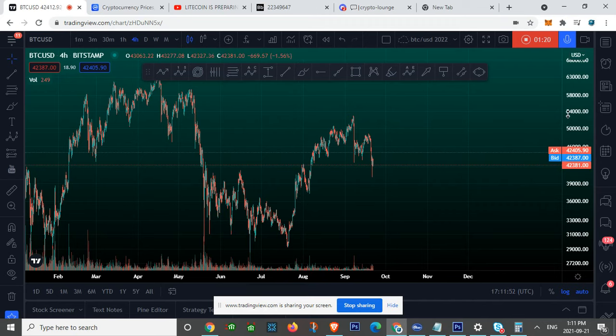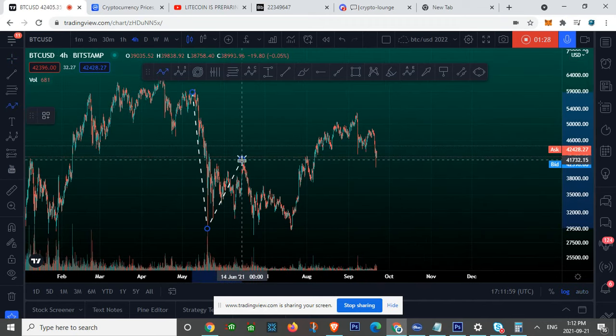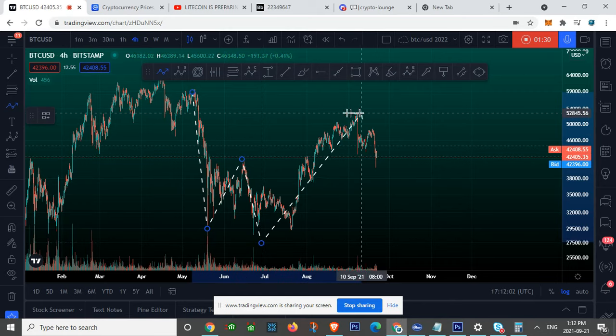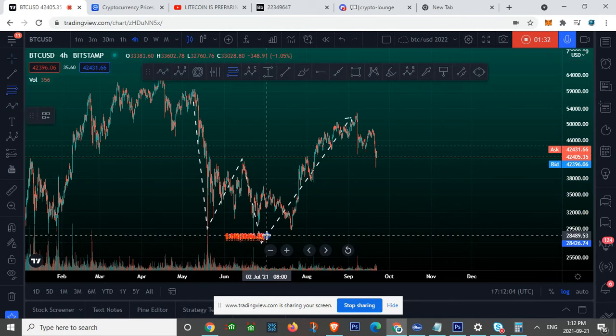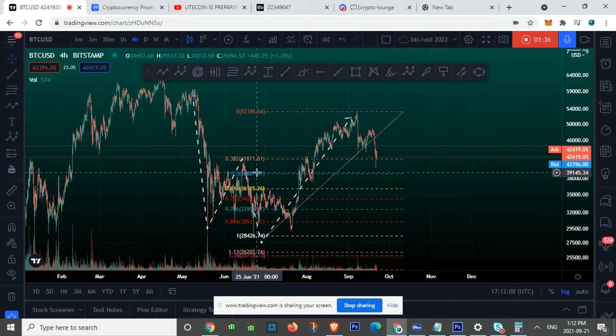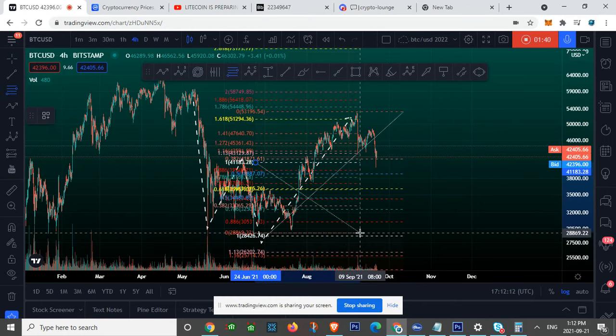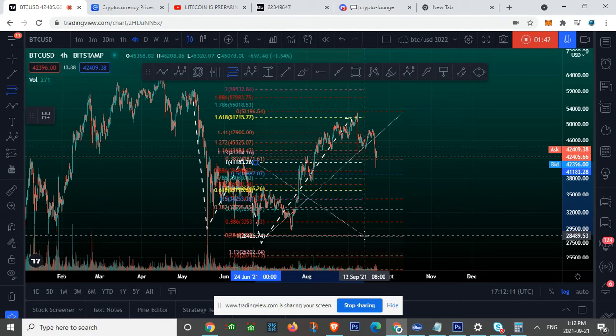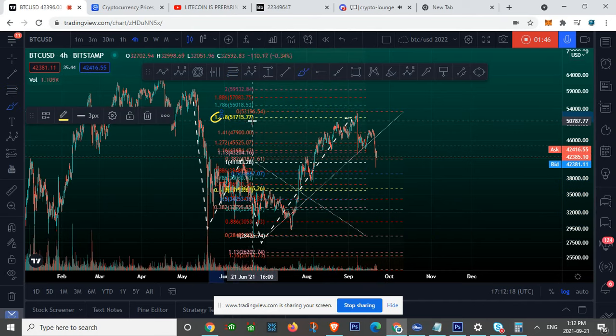Right here, we have a 5-0 pattern. All right, so right here, we have our A, B, C, we have our D point, and let's get that fib level retracement. So we're nearing that 0.5 Fibonacci level. Let's just confirm that this is a 5-0 pattern. So right here we have the 1.618 at 51,000. It meets our requirement for a 5-0 pattern.